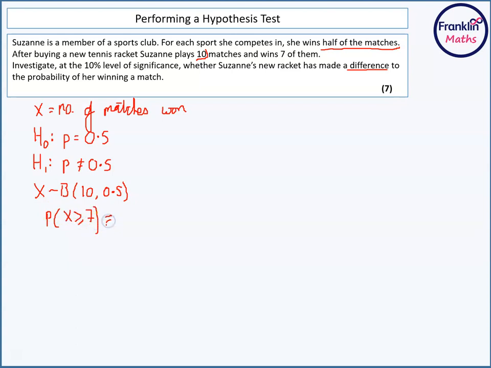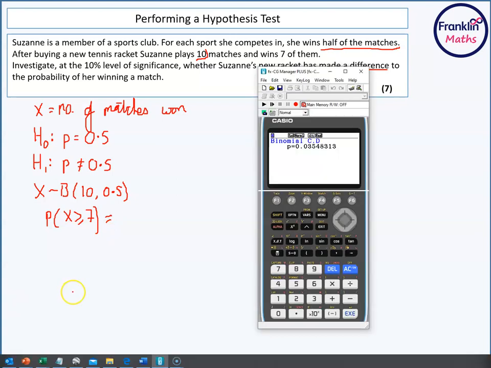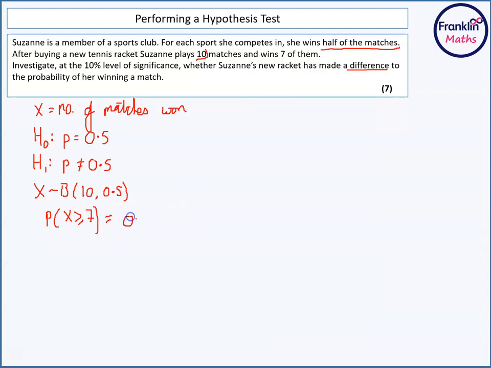I'm going to take it straight from the calculator again. Back up here. The lower value is 7, the upper value is 10, 10 games, 0.5, and we get a result of 0.17. You don't need to write down all the figures, you just need to be able to compare against the significance level. 0.17.